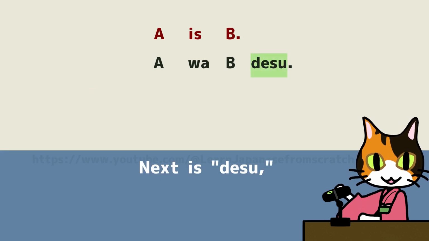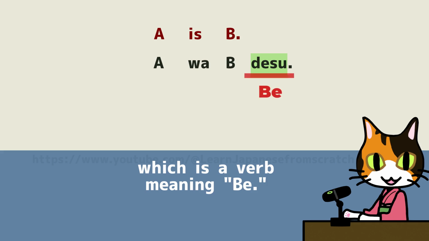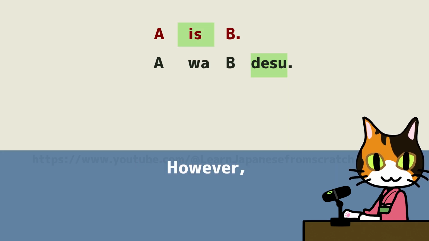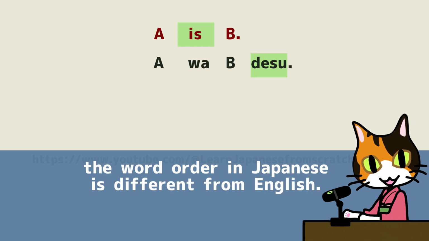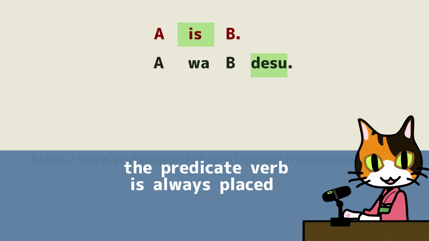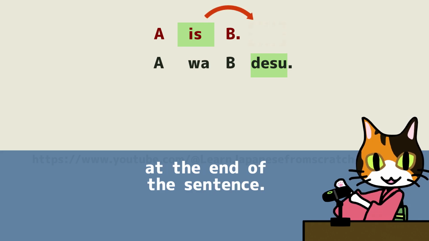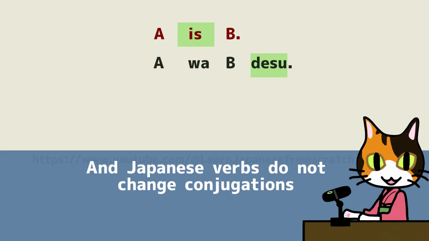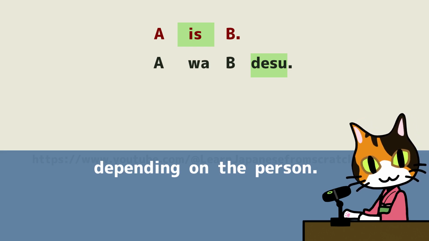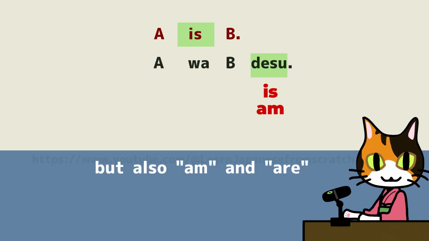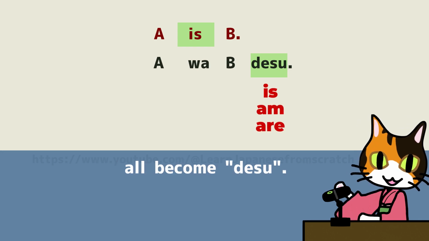Next is desu, which is a verb meaning be. In this sentence, it means is. However, the word order in Japanese is different from English. In Japanese, the predicate verb is always placed at the end of the sentence. And Japanese verbs do not change conjugations depending on the person. So not only is, but also am and are all become desu.